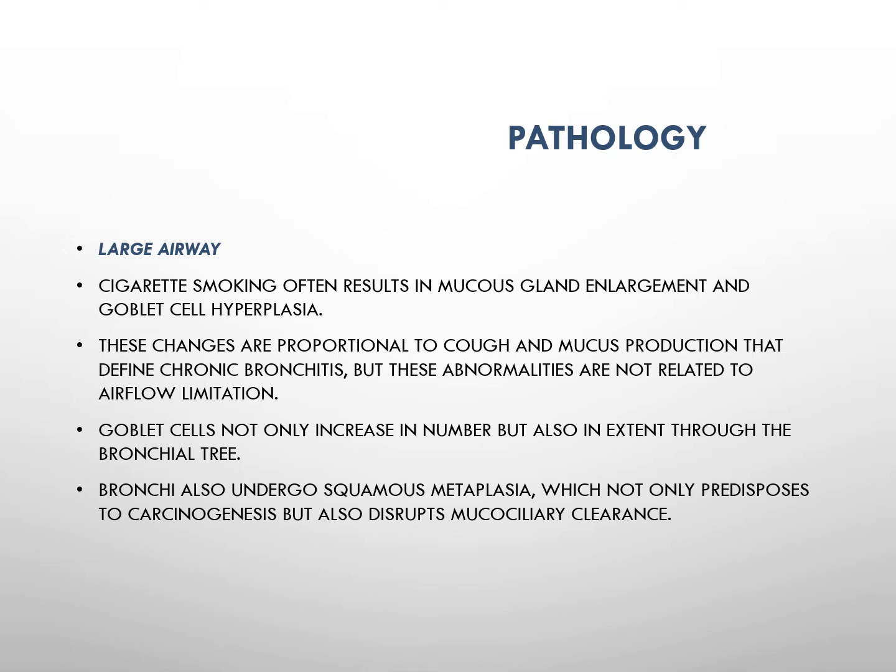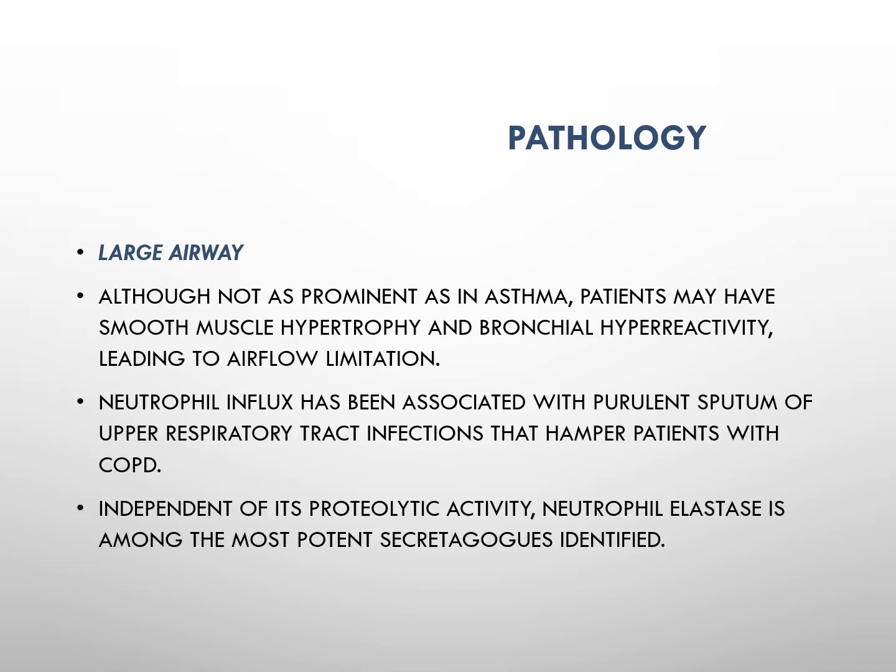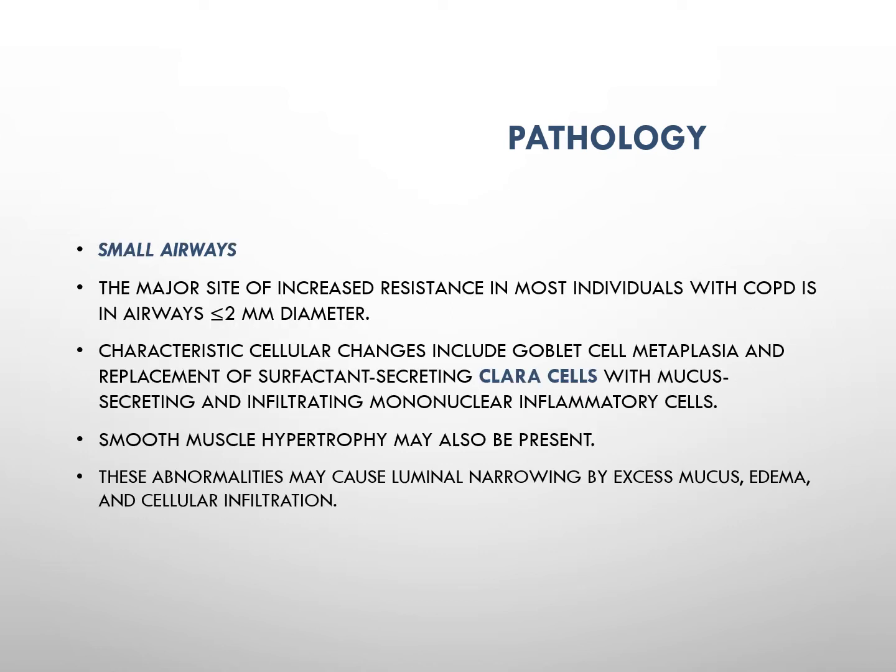Goblet cells not only increase in number, but also in extent through the bronchial tree. Bronchi also undergo squamous metaplasia, which not only predisposes to carcinogenesis, but also disrupts mucociliary clearance. Although not as prominent as in asthma, patients may have smooth muscle hypertrophy and bronchial hyperreactivity, leading to airflow limitation. Neutrophil influx has been associated with purulent sputum of upper respiratory tract infections that hamper patients with COPD. Independent of its proteolytic activity, neutrophil elastase is among the most potent secretagogues identified.